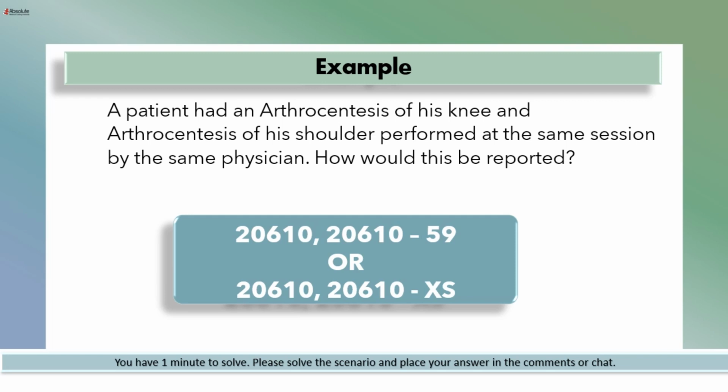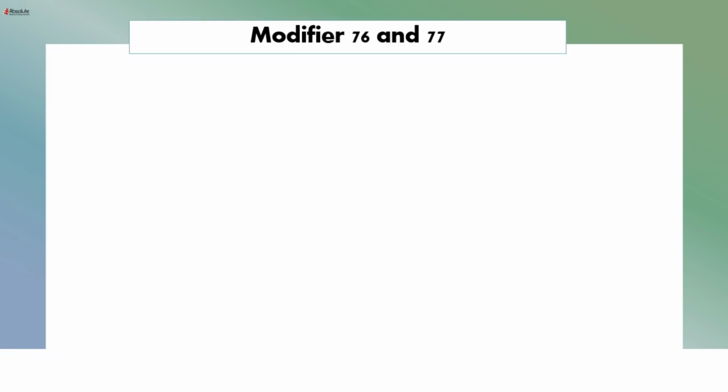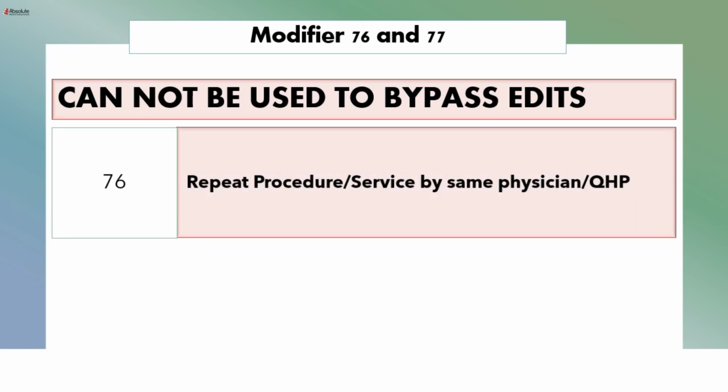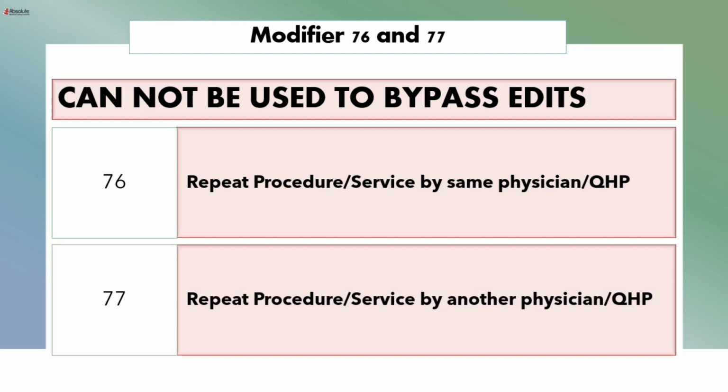And if you got that correct, great job, coders. Now, I'm going to move on and we're going to talk a little bit more about modifiers. We talked about the modifiers that can be used to bypass edits. Now, there are some modifiers that cannot be used to bypass edits, and those modifiers are modifier 76, repeat procedural service by the same physician or qualified healthcare professional, and 77, repeat procedure or service by another physician or qualified healthcare professional. These modifiers cannot bypass the edits.